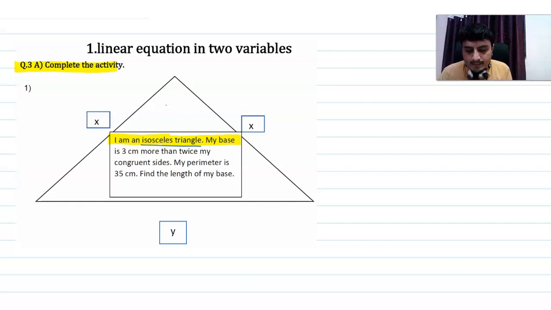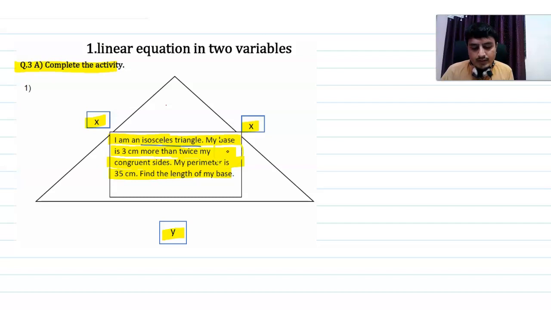My base is 3 cm more than twice my congruent sides. My perimeter is 35 cm. Find the length of my base. Look at the triangle. We have been given an isosceles triangle whose two sides are identical. We have x and x, and whose base is y. We have to evaluate the length of the base, that means the value of y here.